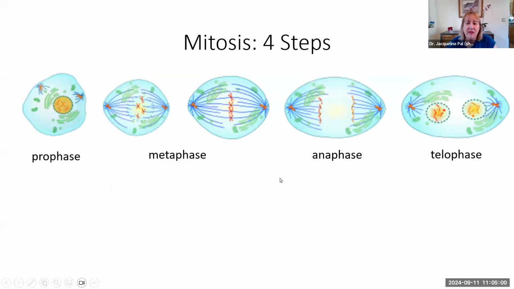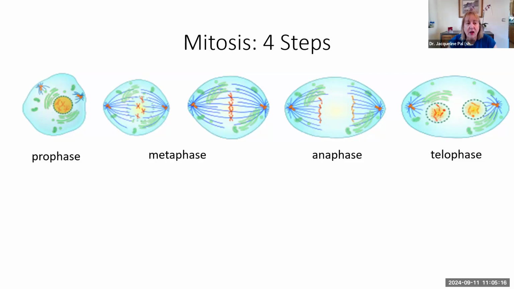So there are 4 steps to mitosis, and they always occur in the same order. You're going to need to know the steps as well as what happens in each step, and recognize pictures of each step.